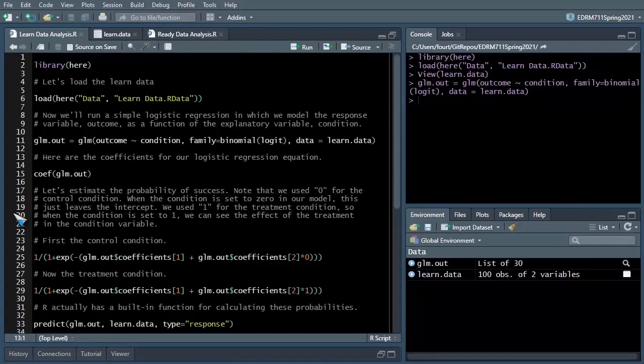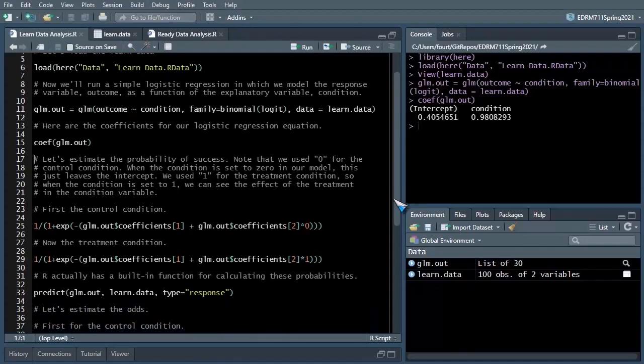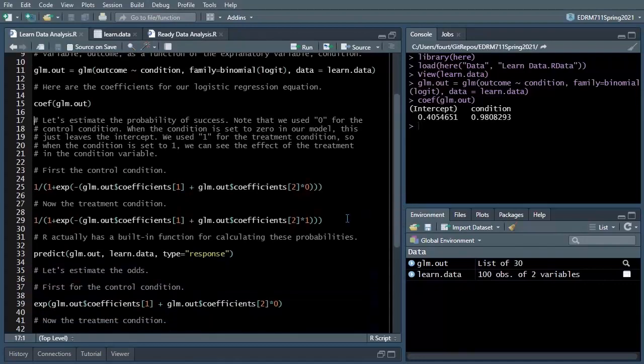And now let's get the coefficients, that is, the estimates of alpha and beta. Alpha is the intercept here, and beta is for the condition: 0.98, the intercept 0.40. Now let's estimate the probability of success, first for the control condition.